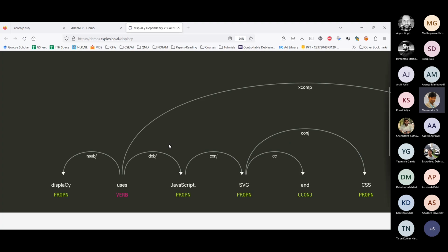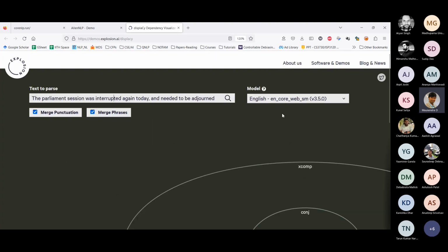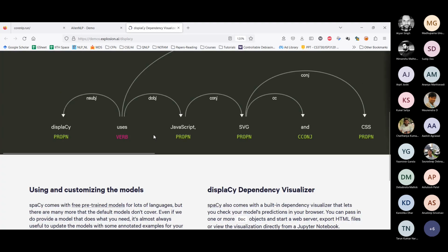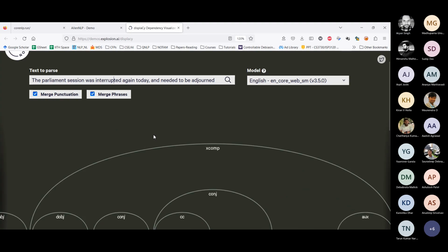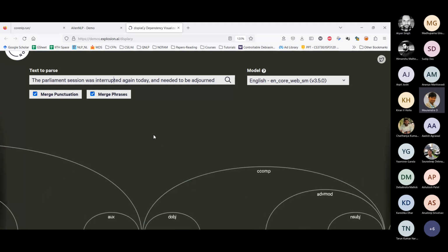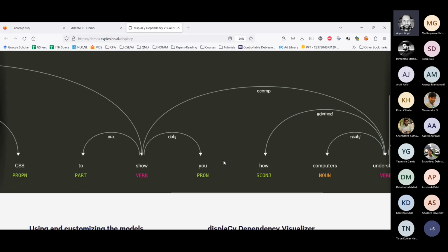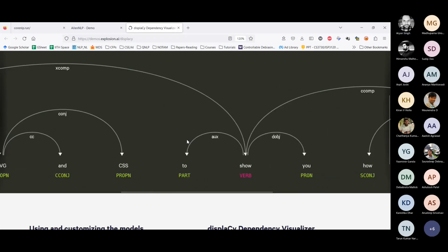So interrupted is the verb, right? Yes. So, the verb is always the root. And what if there are 2 verbs in the main clause? Then I believe it will be, now if it is connected with and or something.